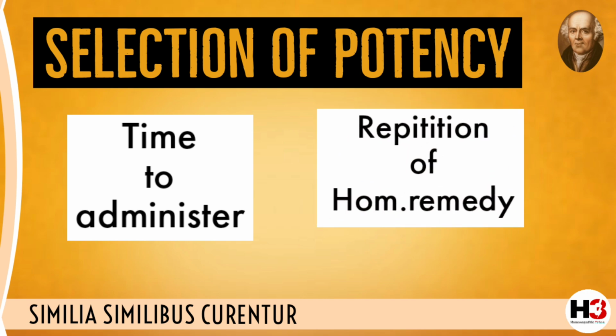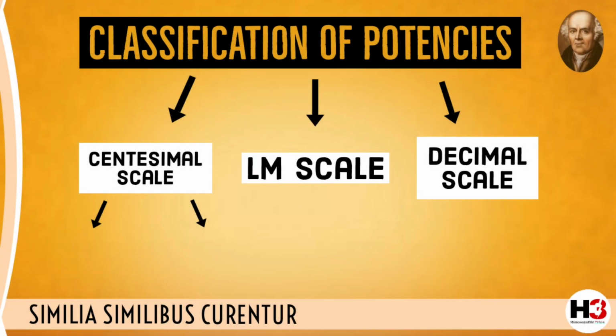The first important of these three is the selection of potency. So to select the potency, the first thing we should know is what the various different types of potencies are. These various potencies are broadly divided into centesimal scale, decimal scale, and LM scale potencies. But in this video we are only going to focus on the centesimal scale potencies, as LM scale potencies in itself is a very big topic, and if you wish to know about them, then comment down and we will surely bring a video on it.